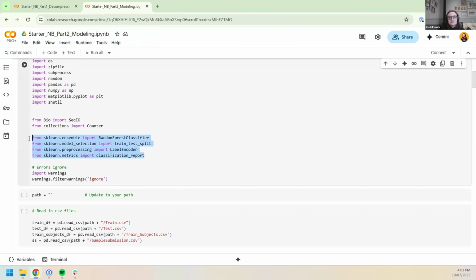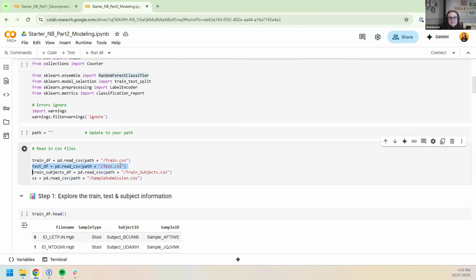Here we definitely need our modeling libraries. I've chosen to use a random forest classifier. It could be the best choice and it could be the absolute worst choice. This is where you get to explore. If you think you've got a better idea, please do try it out, go for it. This is a starter notebook and it's called a starter for a reason.